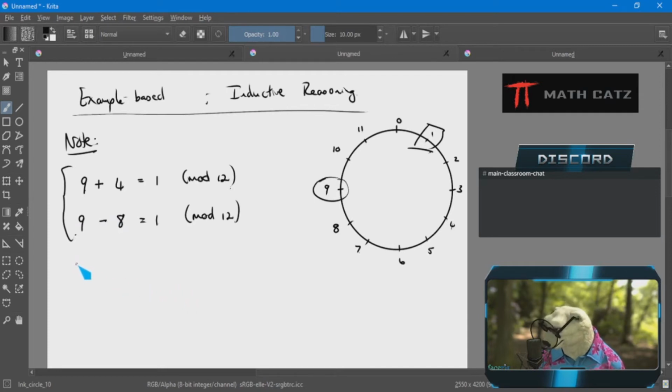Let's take another example. Let me just erase these circles, right? Let's take a different starting position and a different ending position.